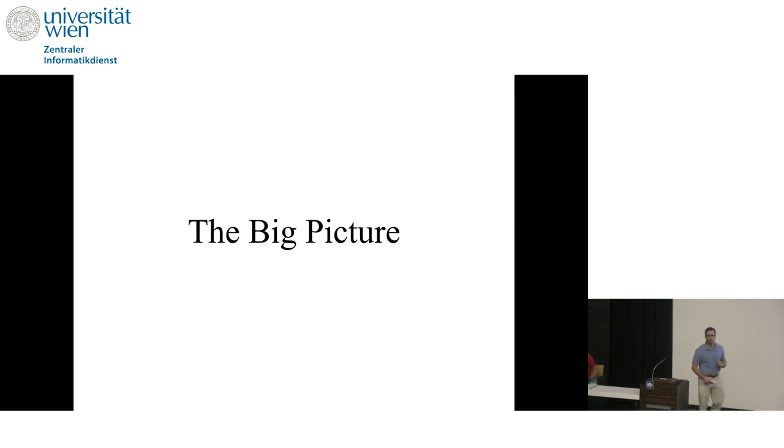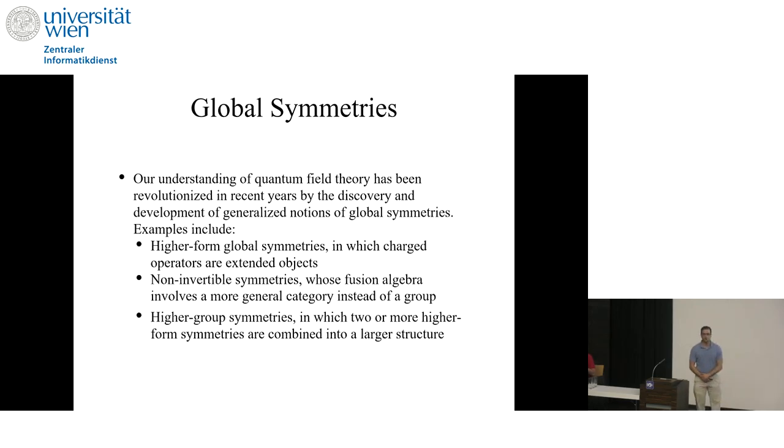So before I get into all the gory details, let me start out by talking about how this fits into the bigger picture. In recent years, there's been a bit of a revolution in quantum field theory, driven by the discovery and the development of generalized notions of global symmetries. Examples include higher form global symmetries, in which the charged operators are higher dimensional objects, non-invertible symmetries, which involve not a group, but rather a more complicated category, and higher group symmetries, in which two or more higher form symmetries are, in a sense, mixed up into a larger structure.